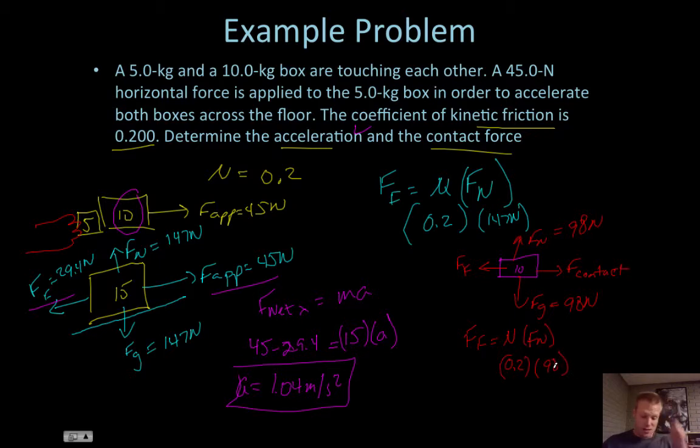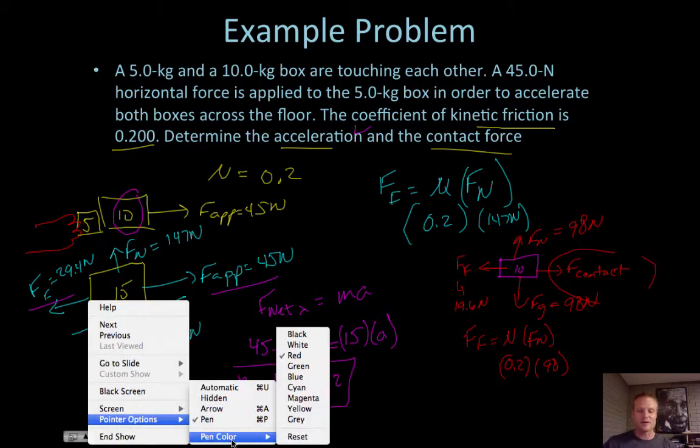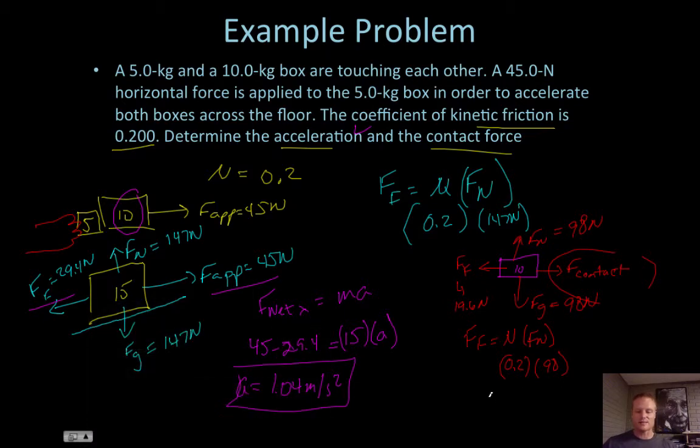And if you do that, the force of friction turns out to be, I'm going to write this right down here, 19.6 newtons. Okay? Now, the question is, what is the contact force? That's what we're trying to calculate here. So I'm going to change pen colors one more time just to really change things up here. Let's do white. So I'm going to use Newton's second law to figure out the contact force. So I'm going to have F net in the x direction equals ma.